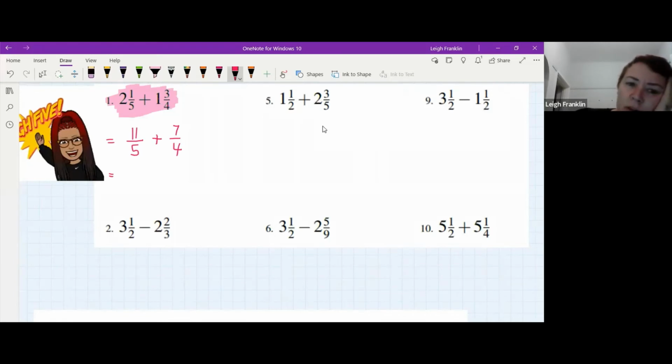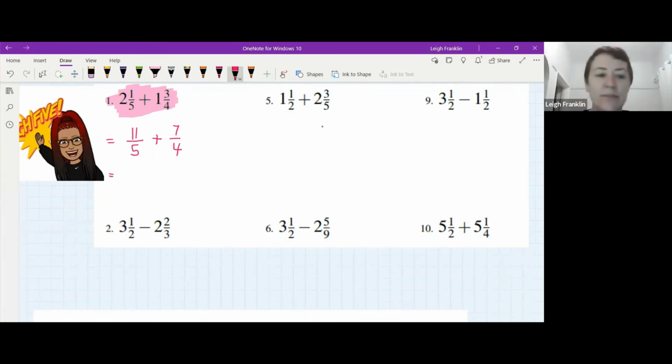Can you do that? Look at your denominators. Are you allowed to do that? No, ma'am. Okay, so remember, if we add and subtract fractions, our denominators have got to be the same. Absolutely. So now we've got to ask ourselves, what number do both 5 and 4 go into?